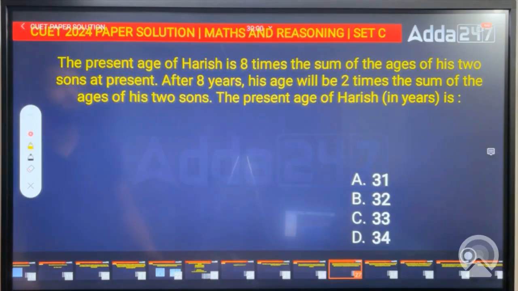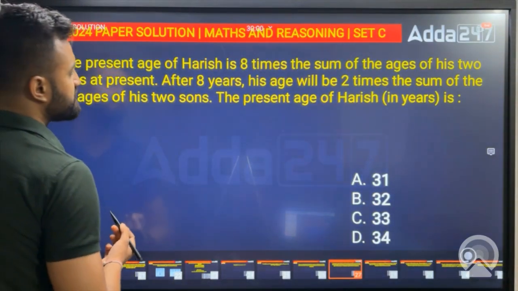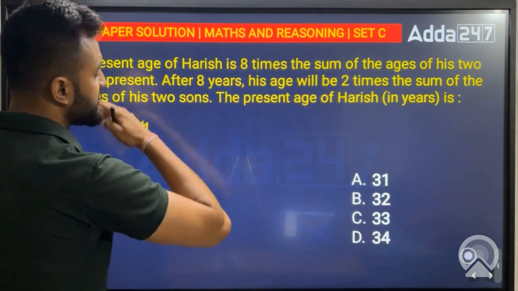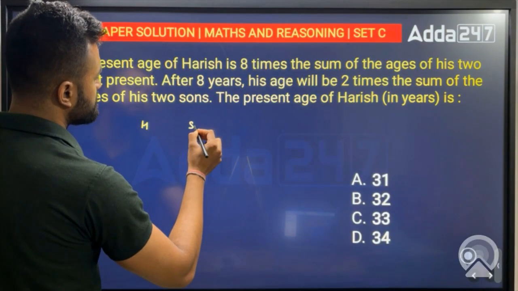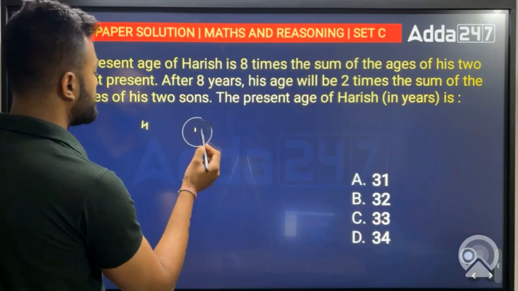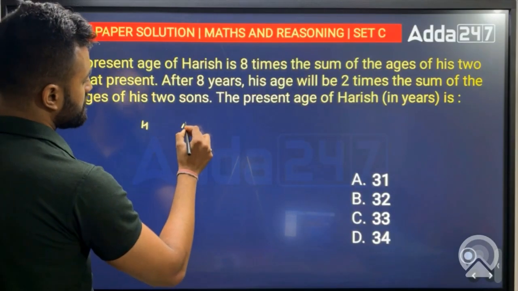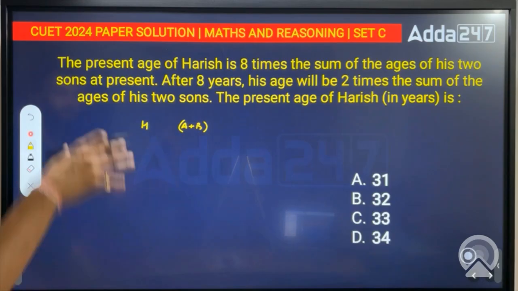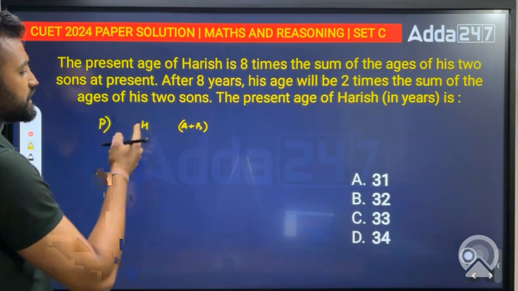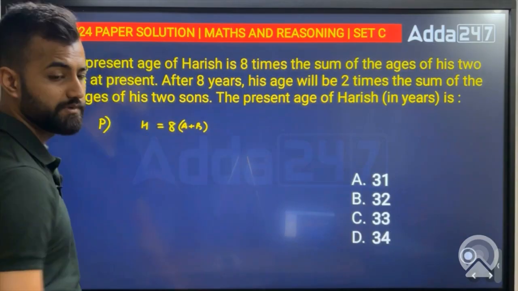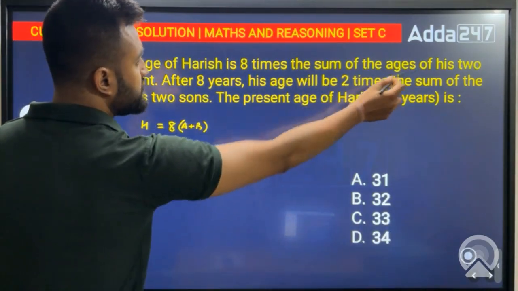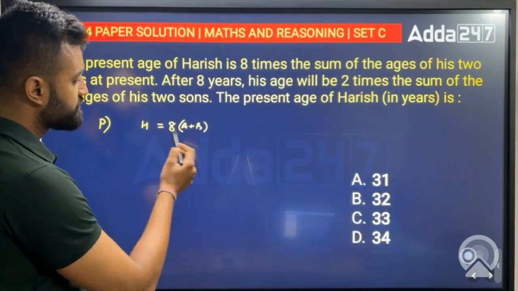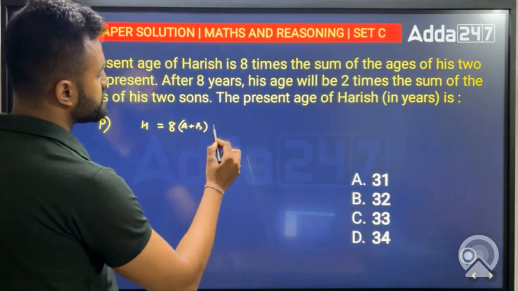Very simple, sir. We have to make the equation. We have Harish and we have his sons. Let me take his sons as A and B. One son is A and one son is B, 2 sons. We have Harish and his 2 sons. So, sir, we are talking about the present. Harish is 8 times the sum of the ages of his 2 sons. Sum of the ages, that's why I have written A plus B. Sum of the ages of 2 sons, 8 times, so I have written this. Done. This is equation number 1, you can say.